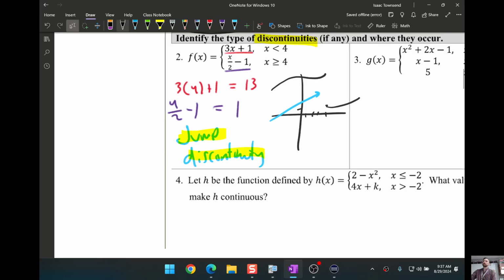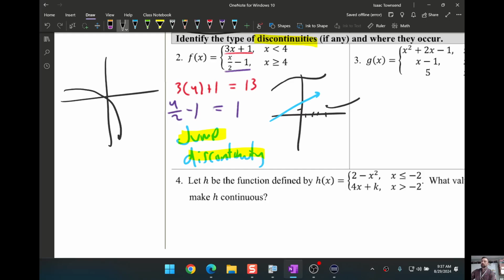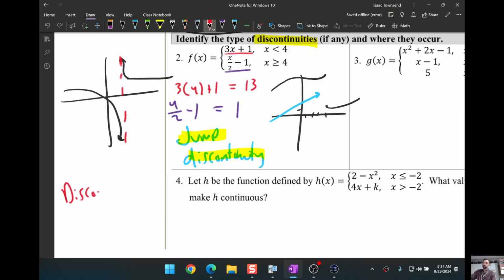Now, there's another type I'd like you to squeeze in here. The other one that's pretty easy to remember is when you have, I just don't know why they didn't put it here, but when you have a vertical asymptote, this is definitely a discontinuity as well. I'll try to find us some practice with this.